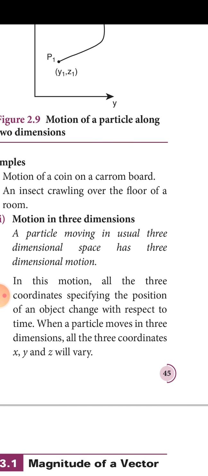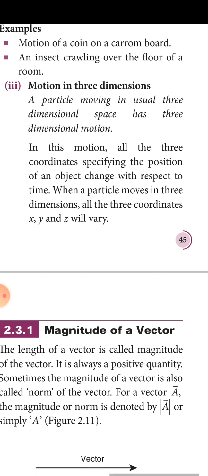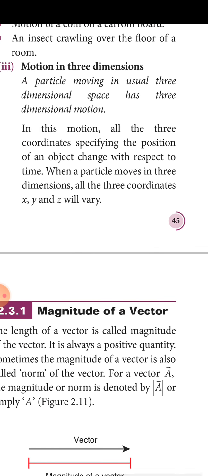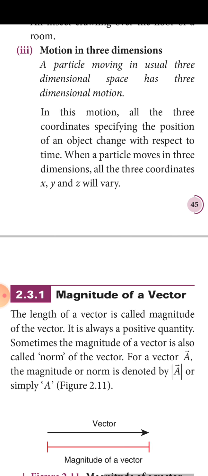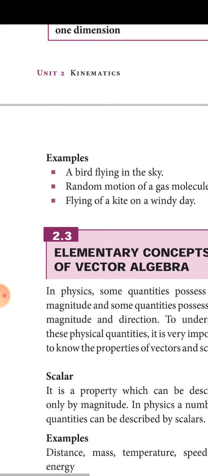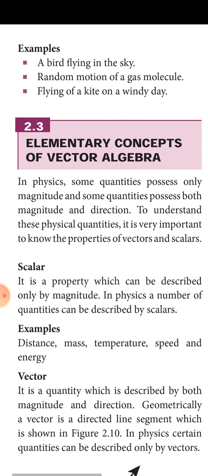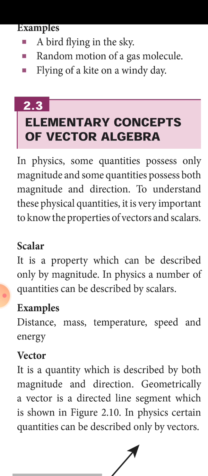And the third one, motion in three dimensions. A particle moving in usual three-dimensional space has three-dimensional motion. In this motion, examples are a bird flying in the sky, random motion of a gas molecule, and the flying of a kite on a windy day.